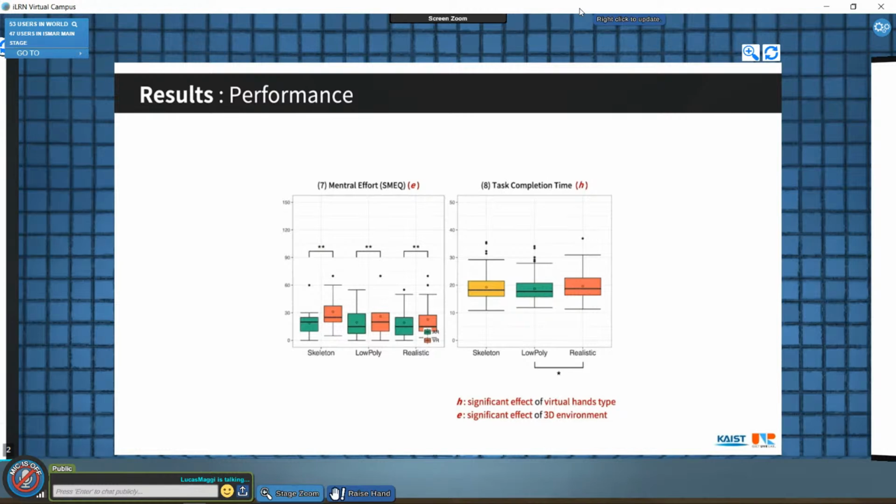About the task completion time, lastly, the significant difference was only found between low polygon and realistic type, and low polygon had the lower value.